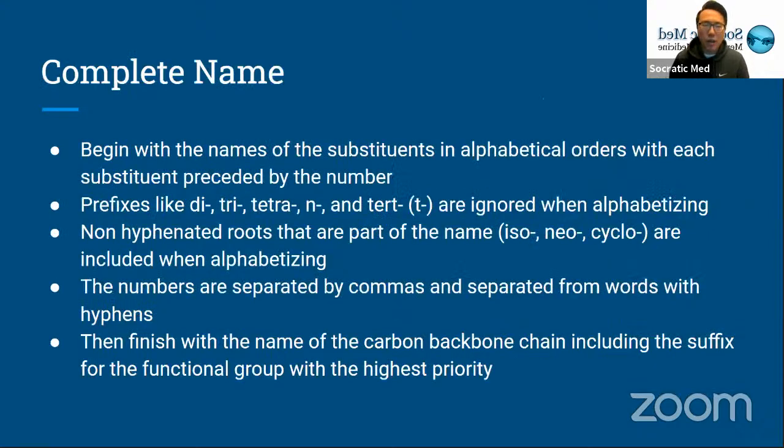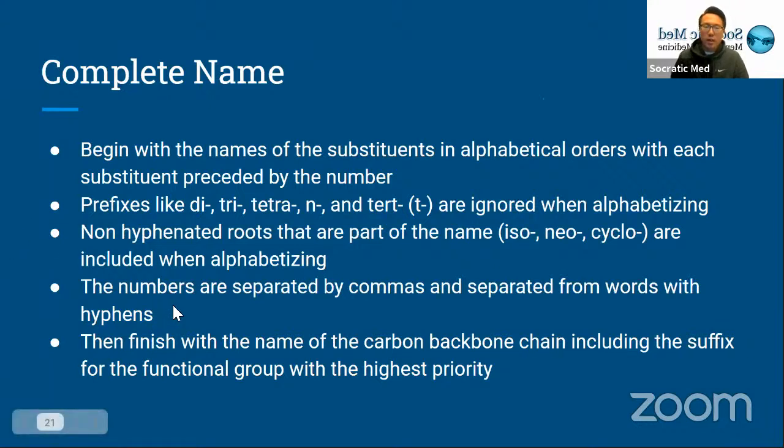So in order to have the complete name, you begin with the name of the substituents in alphabetical order, with the number of the carbon that the substituents are on. And usually the substituents are named in alphabetical order, but if they have a prefix like di, tri, tetra, n, or tert, those are ignored when alphabetizing. But when the prefix is actually part of the name, so any non-hyphenated roots that are part of the name, like iso, neo, cyclo, you have to consider those when alphabetizing the substituents.